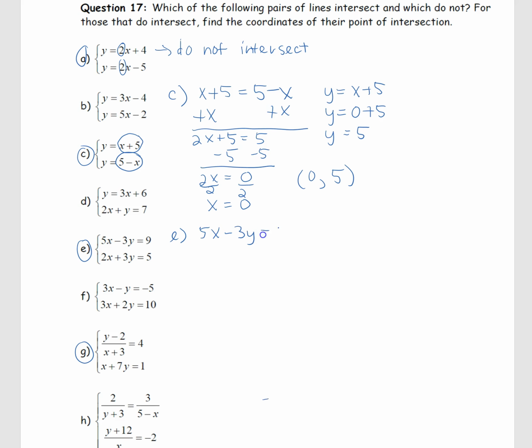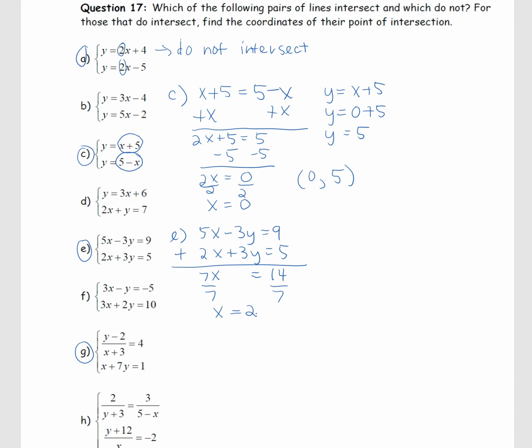5x minus 3y equals 9, and 2x plus 3y equals 5. And so if I add these two equations, 5x plus 2x is 7x, negative 3y plus 3y is 0, so that disappears. I get 7x equals 9 plus 5, which is 14. Now I can divide both sides of my equation by 7, and I get x equals 2.